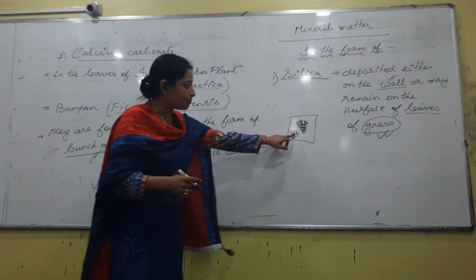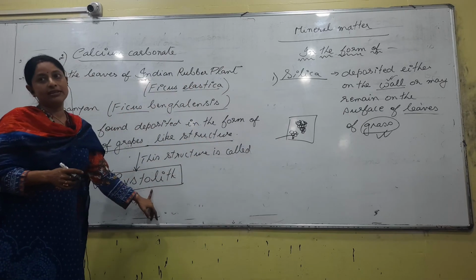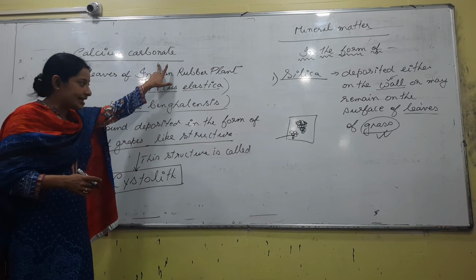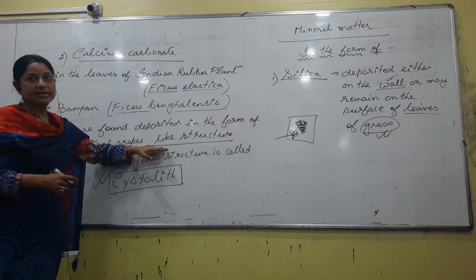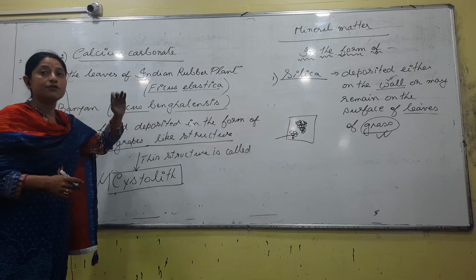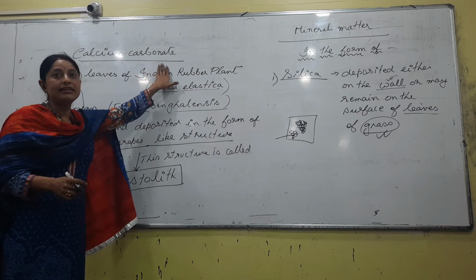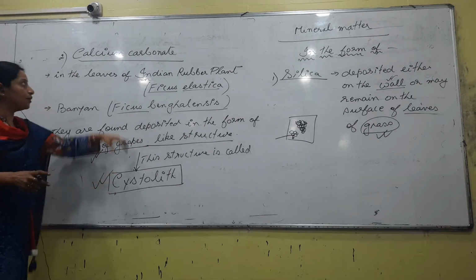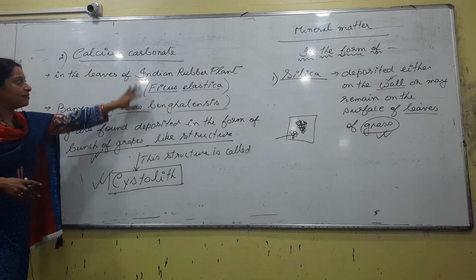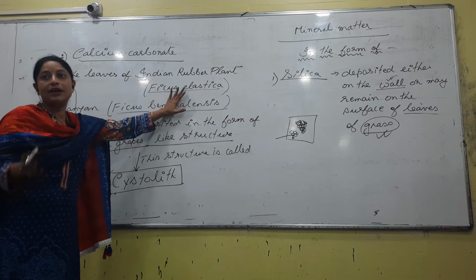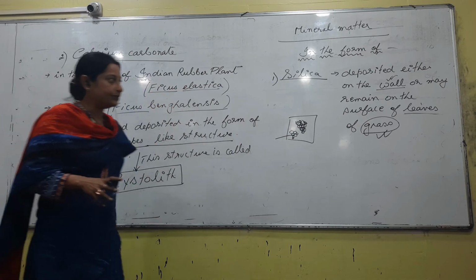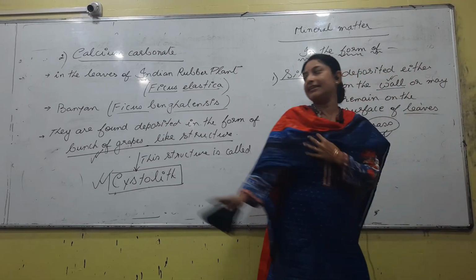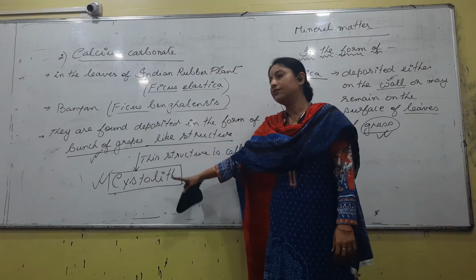And it has a proper name, and it is called a cystolith. So cystolith formation is due to calcium carbonate. Second, a bunch of grape like structure is formed because of the deposition of which? Because of calcium carbonate, right? So it is a two-word answer. Where they are found, Ficus elastica or Ficus bengalensis, is not important. Just as silica means remember grass, similarly calcium carbonate means bunch of grapes and cystolith.